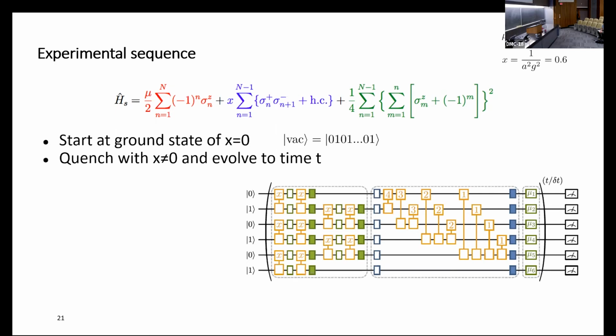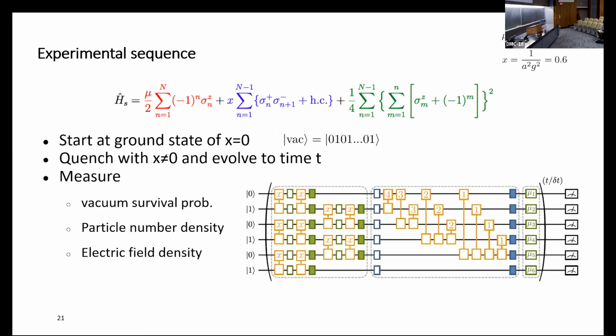And then we measure the vacuum survival probability, the particle number density, and the electric field density. These three observables are closely related. Here I'm just going to talk about the first one, because if your vacuum survival disappears, it means you have more particles, and your electric field density is going to increase, and so on.